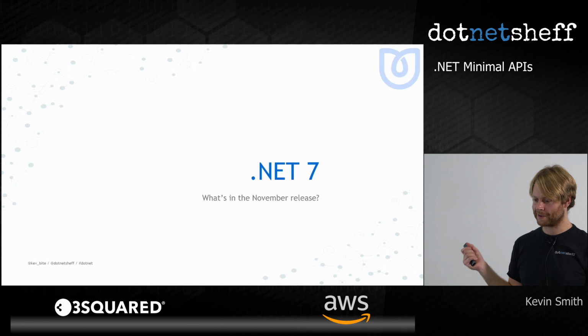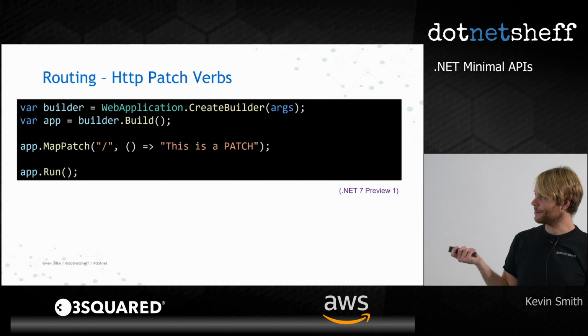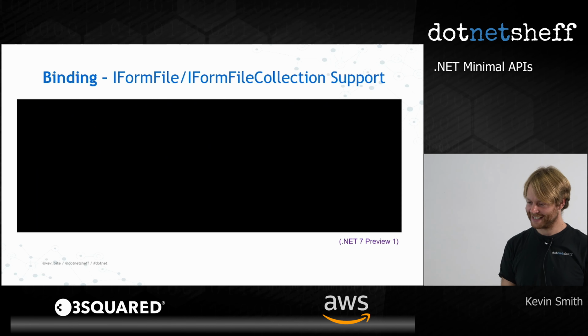So the next stuff we've got coming up is the .NET 7 features, which are going to be released next week, I think it is, at .NET Conf. So as I said, we have the patch thread. That's the most unexciting one, which you could do anyway, but it came out in preview 1. It's the first thing that they changed.